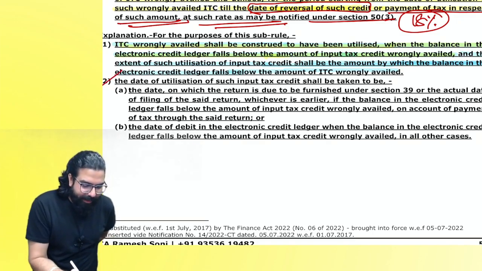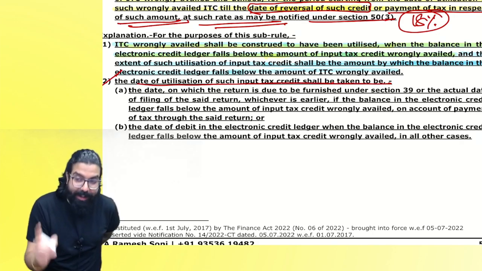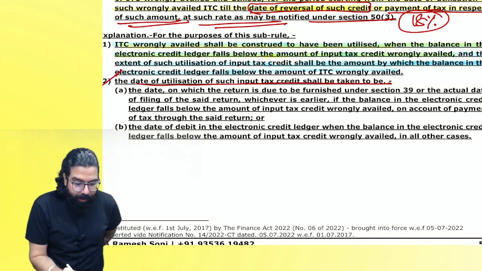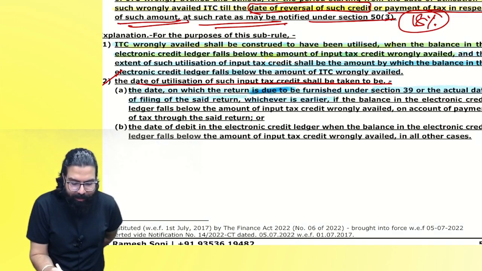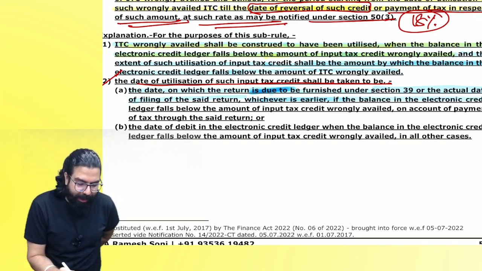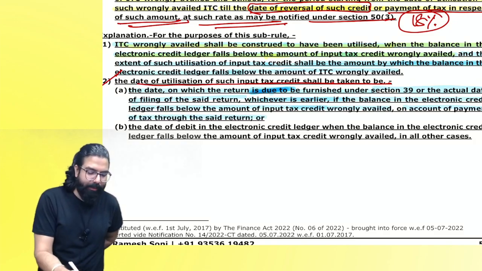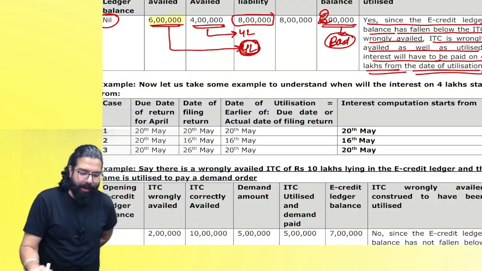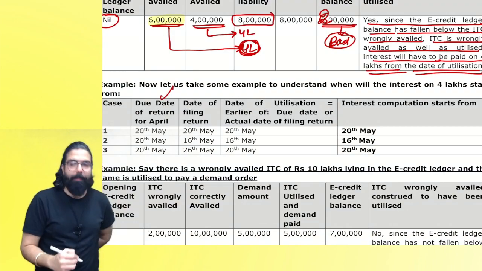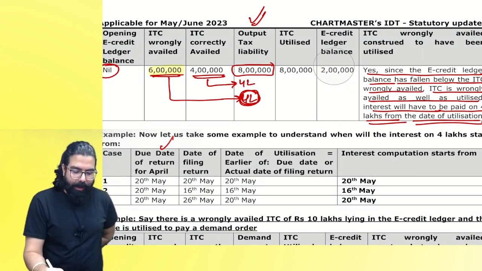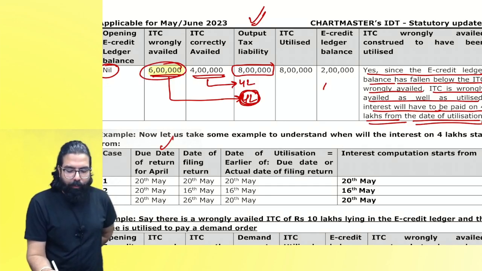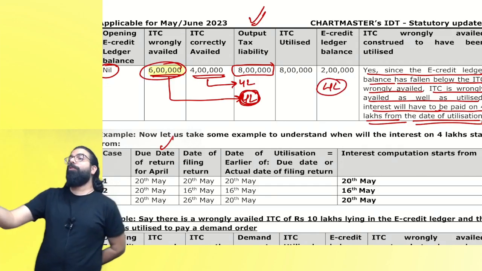Everyone listen. The date of utilization of such credit shall be taken to be the date on which the return is due to be furnished, or the actual date of filing, whichever is earlier, if the balance of the e-credit ledger falls below the ITC wrongly availed on account of payment of tax. I have drafted one example. April month's due date is what? How much did you use here? 6 lakh, 4 lakh. It will be assumed that this 4 lakh is utilized on which date?